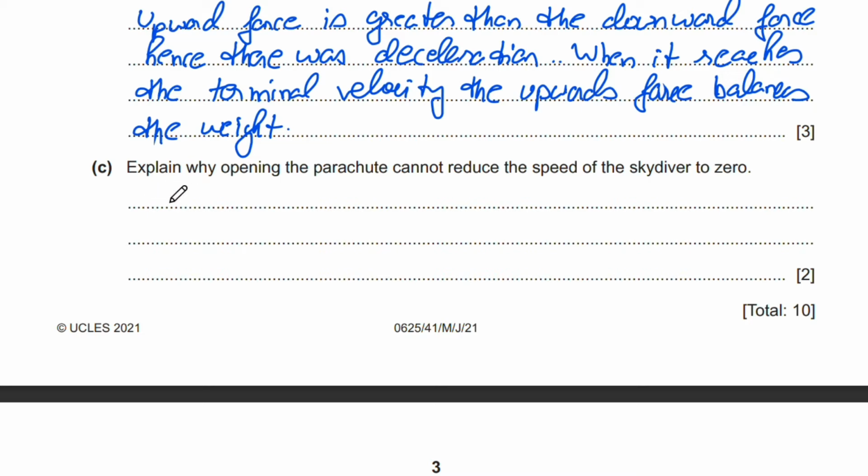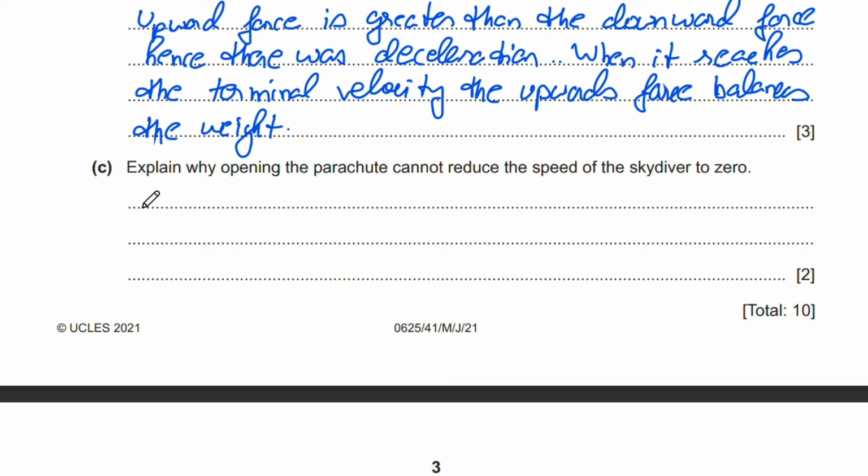Explain why opening the parachute cannot reduce the speed of the skydiver to 0. The air resistance on the parachute is because of the speed of the skydiver. So if the speed becomes 0, the air resistance will become 0. And also there is a constant downward force, the weight, acting.